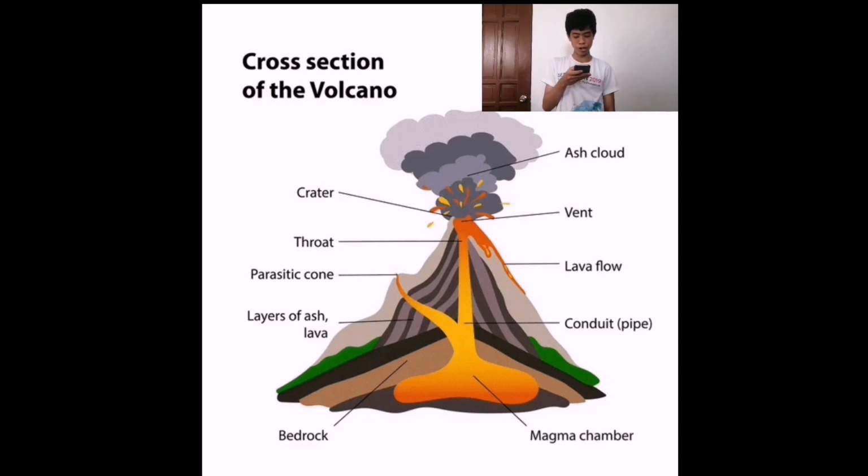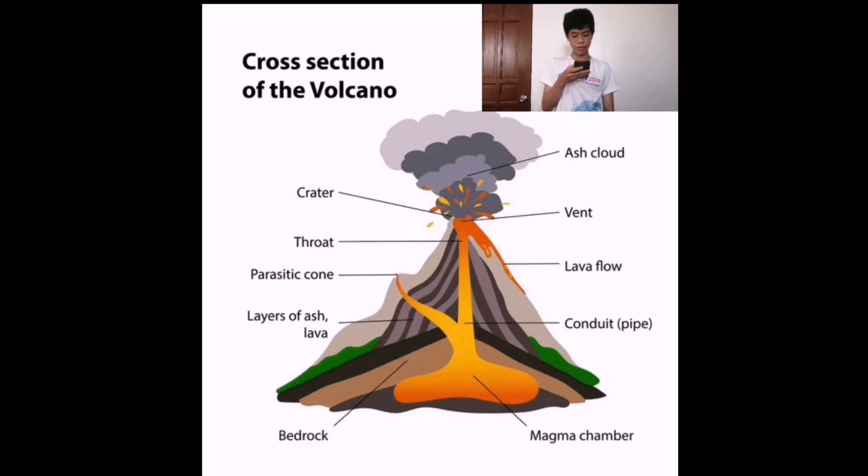The first part of the volcano is the magma chamber. This is the area beneath the surface where magma accumulates. The magma chamber can vary in size from just a few meters to many kilometers across. It's typically located several kilometers beneath the surface of the earth.